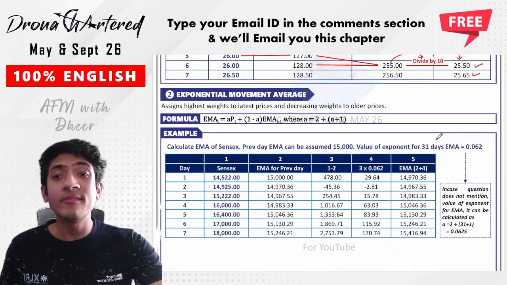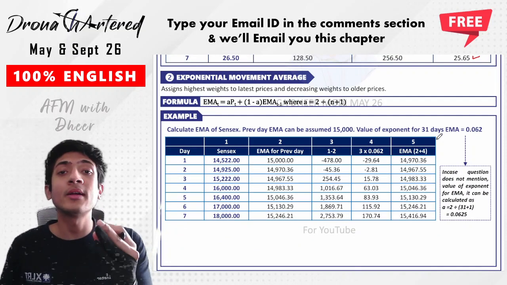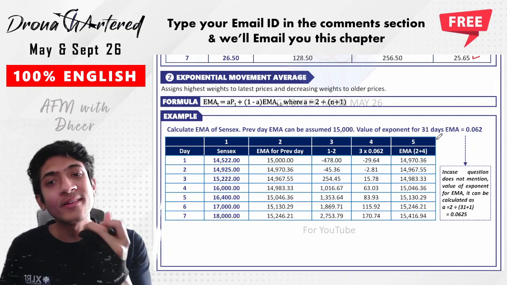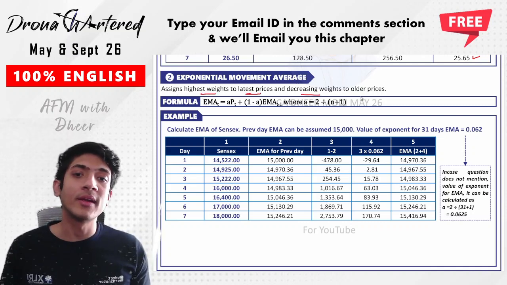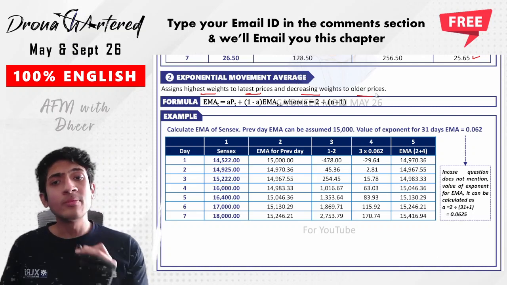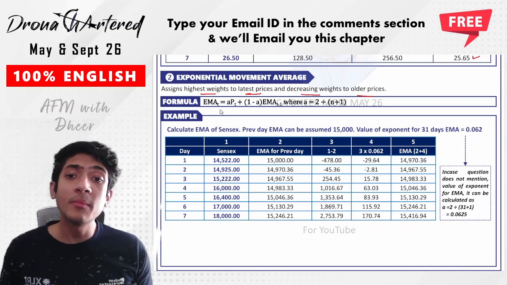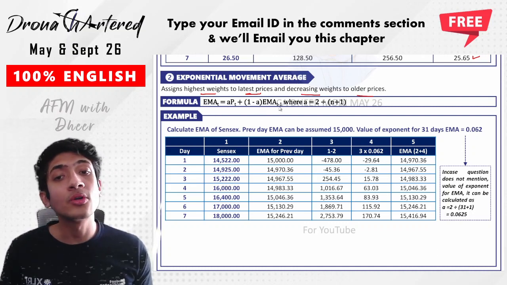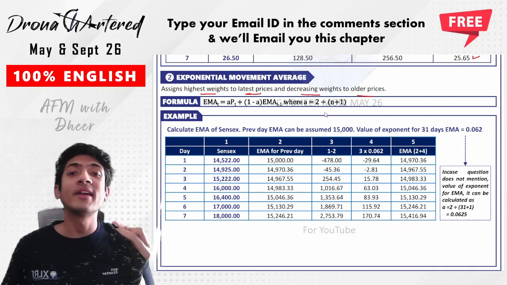Now next we will move on to our exponential moving average. As I told you, in the exponential moving average we assign greater weights to days that are closer. So we assign the highest weights to the latest prices and decreasing weights to older prices. The small formula you have to remember here says EMA T is equal to A times P T plus 1 minus A times EMA T minus 1, where A is equal to 2 divided by n plus 1.